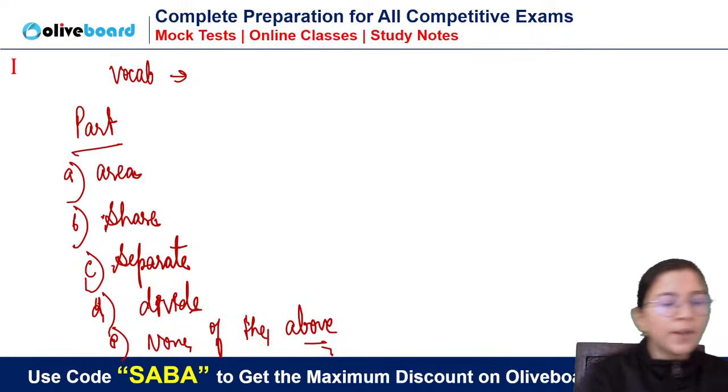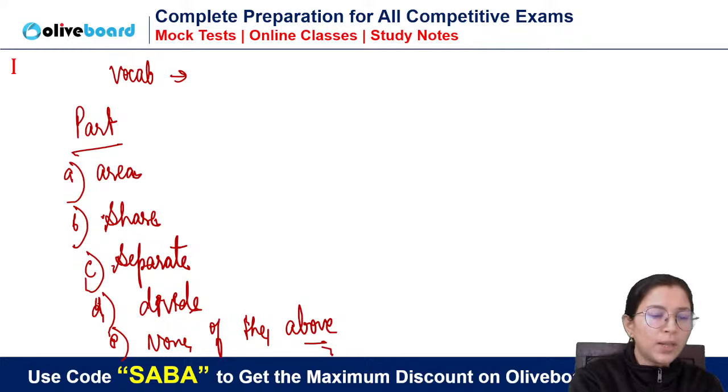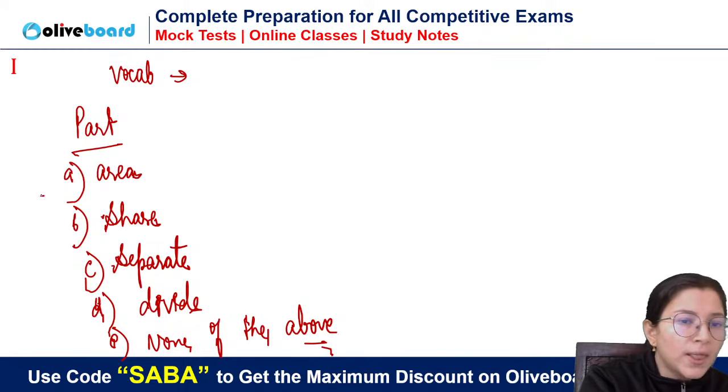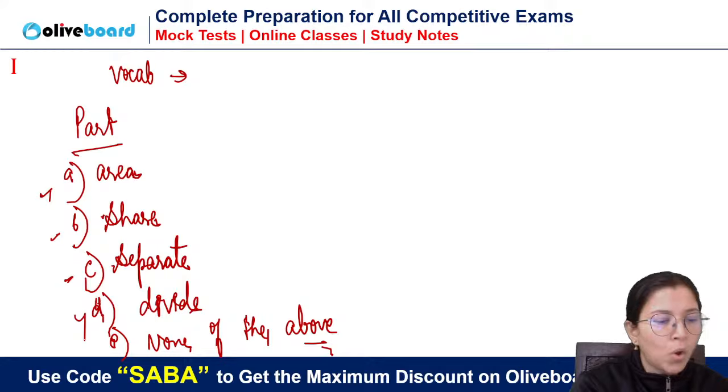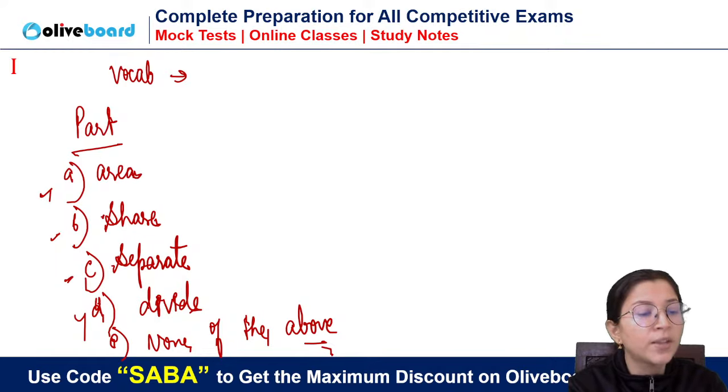And as I told you, in the bank exam, usually we get contextual vocabulary. What will be your answer? You have to tell the meaning of the word part. Options are area, share, separate, divide, and none of the above. Now see, you will be confused because all these can be the meaning of the word part. You should see the context where it is used. You should read that sentence where this word is used.